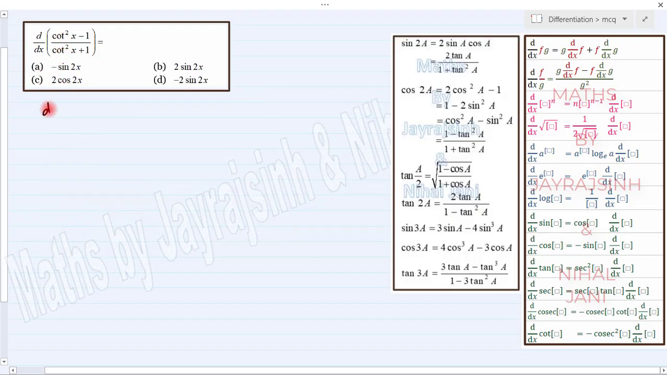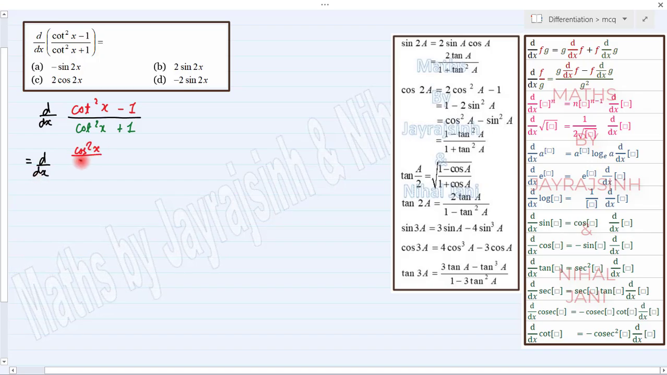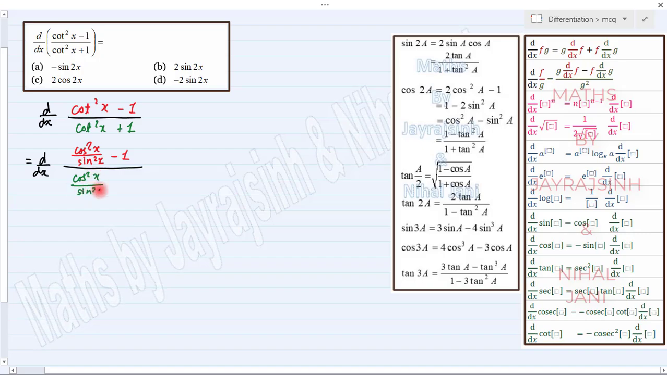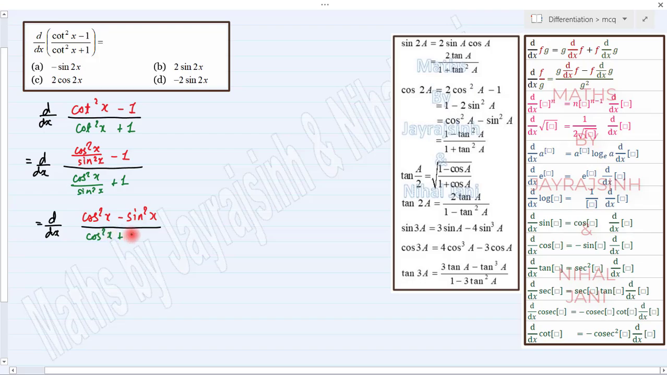Here we have to differentiate (cot square x minus 1) upon (cot square x plus 1). Before we go for differentiation, let's simplify by converting cos into sine. Your cot square is simply cos square x upon sine square x. Now, for further simplification, we have to take LCM. So we will get cos square x minus sine square x upon cos square x plus sine square x.